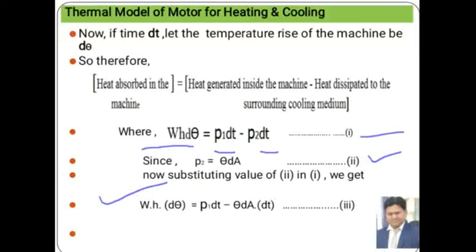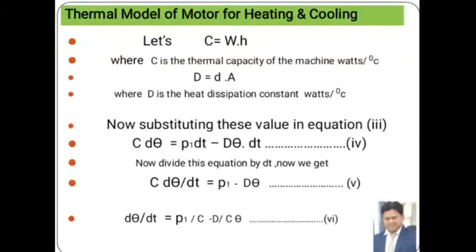This is our third equation. Let capital C equal W dot H, where C is the thermal capacity of the machine in watt per degree Celsius. Now capital D equals small d dot capital A, where capital D is the heat dissipation constant in watt per degree Celsius.